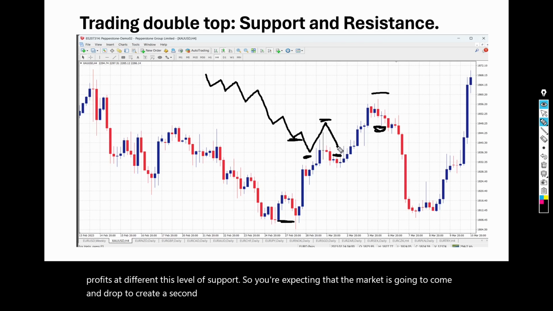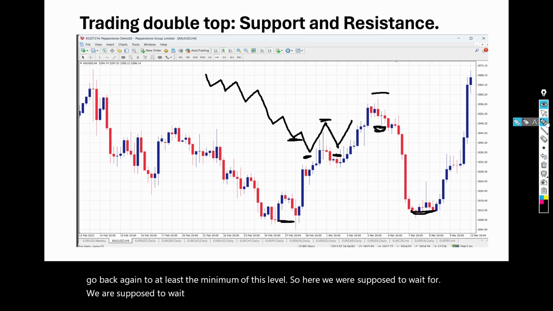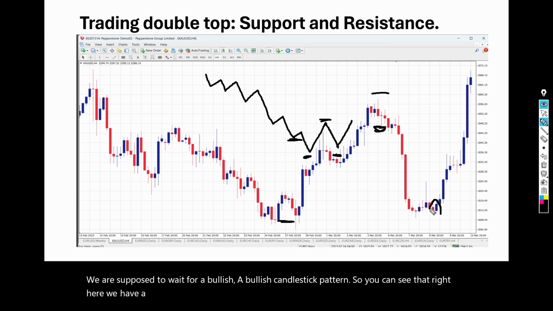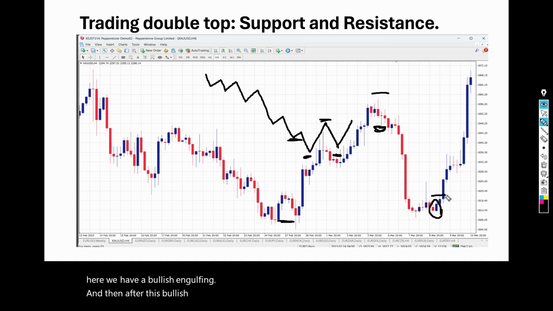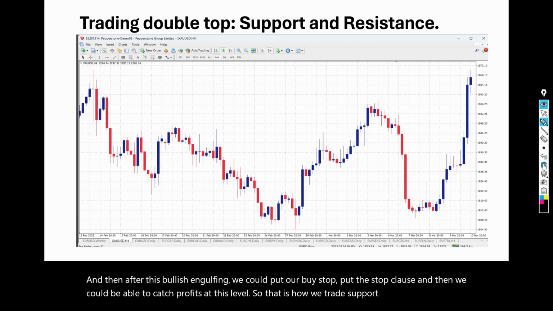Okay, and then after it's creating this second bottom, it has to go back again to at least the minimum of this level. So here we were supposed to wait for a bullish candlestick pattern. You can see that right here we have a bullish engulfing, and then after this bullish engulfing, we could put our buy stop, put a stop loss, and then we could be able to catch profits at this level. So that is how we trade support and resistance within this double bottom.